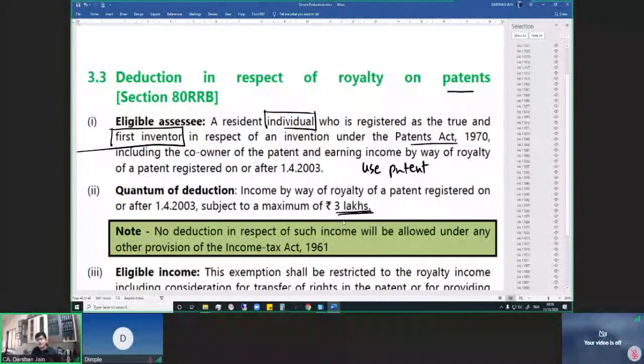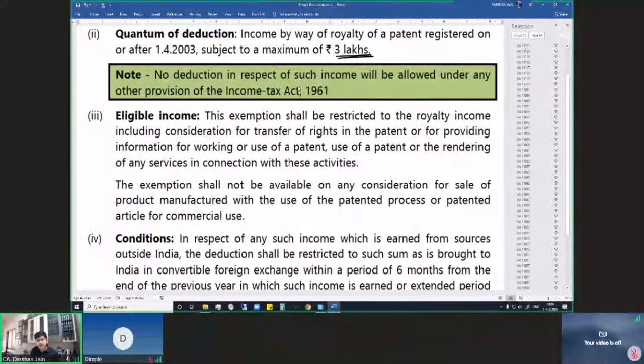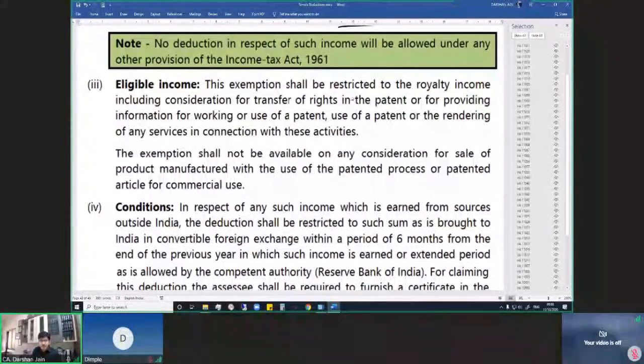So like the royalty that you received in the case of an author, which was subject to a maximum of rupees 3 lakhs, here also you have a limit of 3 lakhs every year. Similarly, here also you have a specific condition that no deduction in respect of such income will be allowed under any other provision of the Act. The eligible deduction would be restricted to rupees 3 lakh, and the income would be in respect of transfer of right in patent or use of patent.